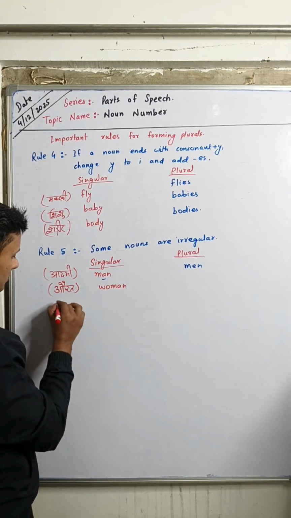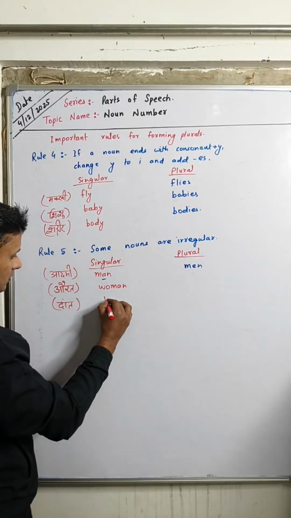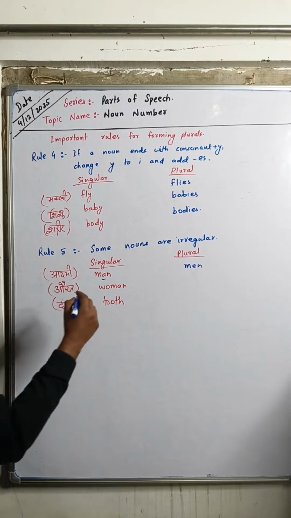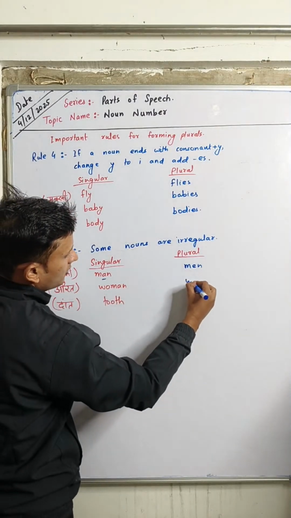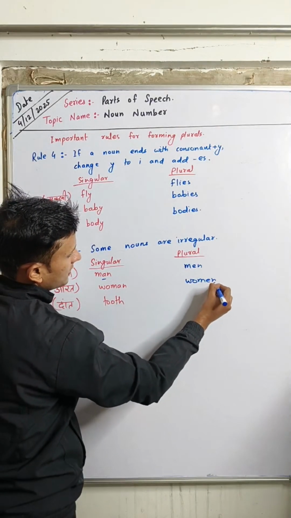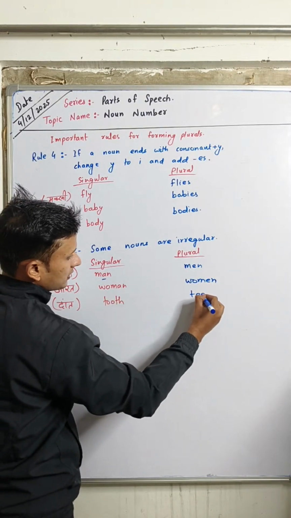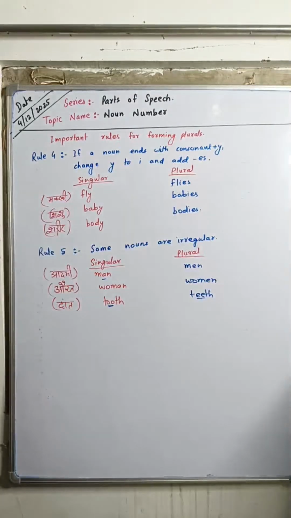Tooth. We do the same thing with woman, and now we will change the inner vowel to this. So tooth becomes teeth. One tooth, 10 teeth, 100 teeth, right?